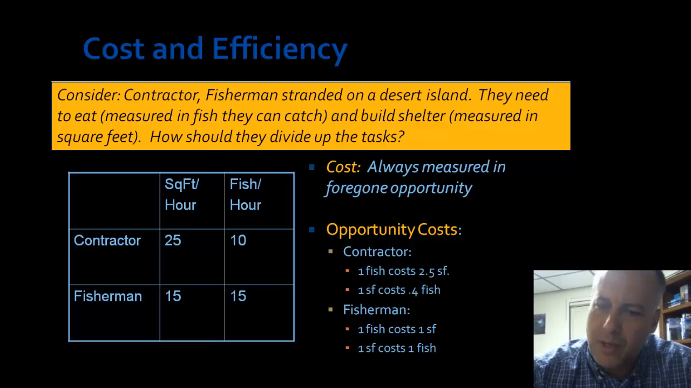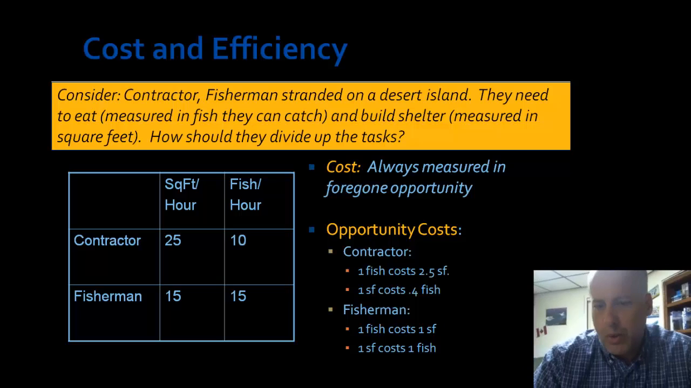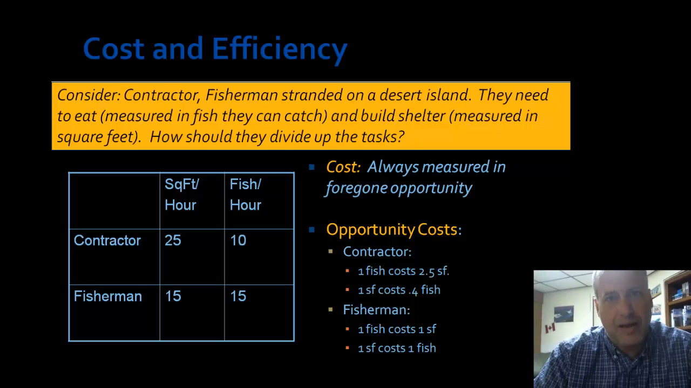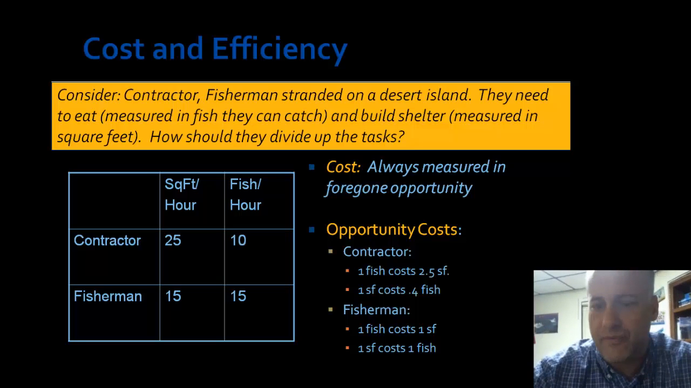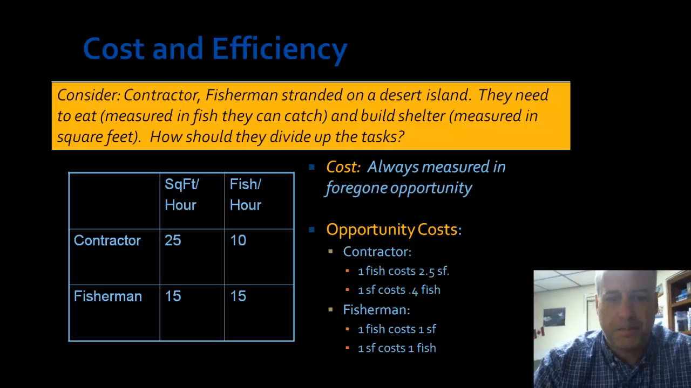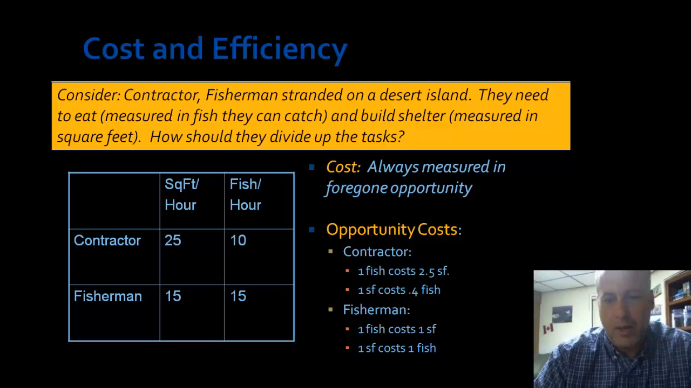We note the opportunity costs associated with this, that for a contractor, each fish they catch costs them 2.5 square feet. All the time they spend catching fish costs them 2.5 square feet per fish. Each square foot costs them 0.4 fish. Right? We look at 25 divided by 10 gets us 2.5 square feet per fish. 10 divided by 25 gets us 0.4 fish per square foot. Meanwhile, the fisherman, 15 square feet an hour or 15 fish per hour, each fish costs 1 square foot, and each square foot costs 1 fish.